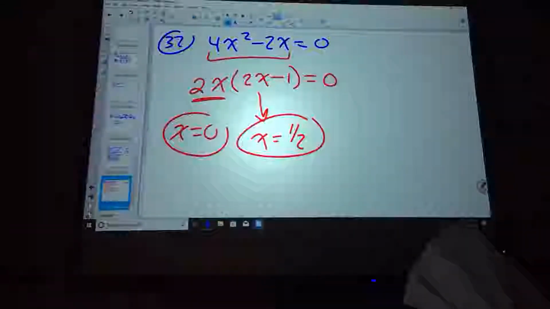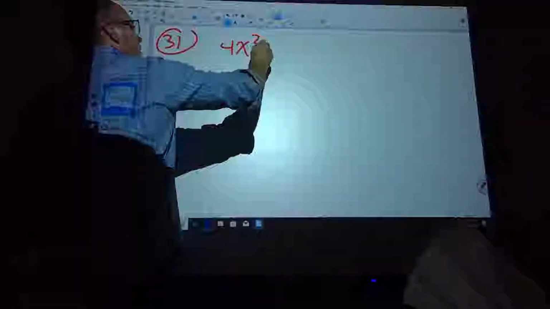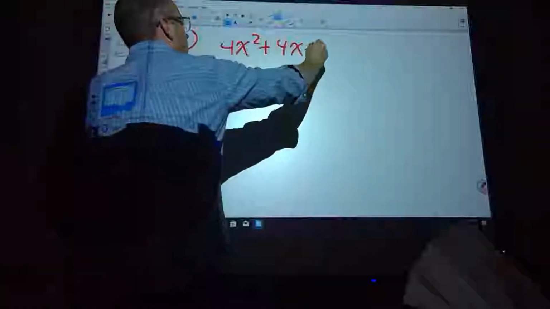Anything else? Go ahead, Riley. 31. What does it say? 4x squared plus 4x plus 1.